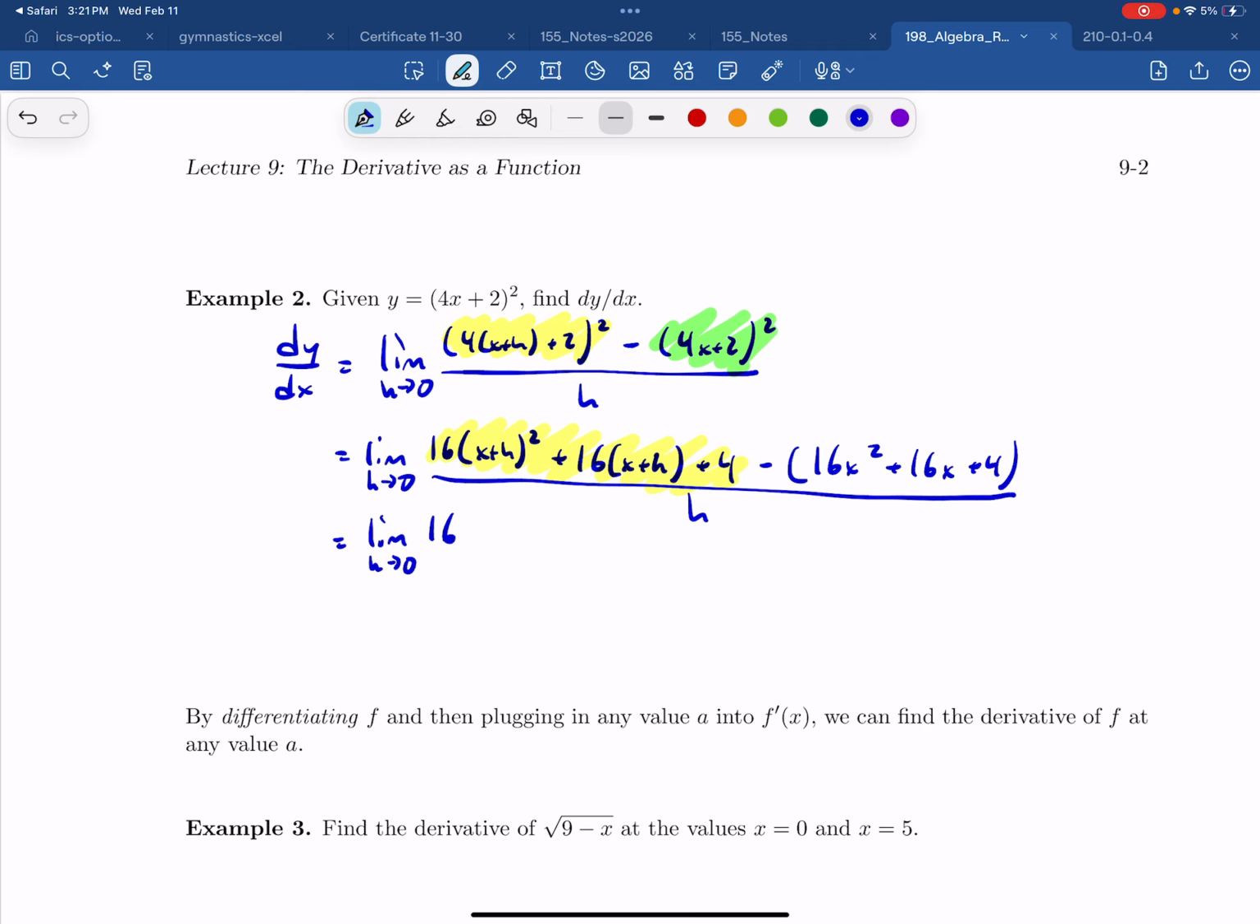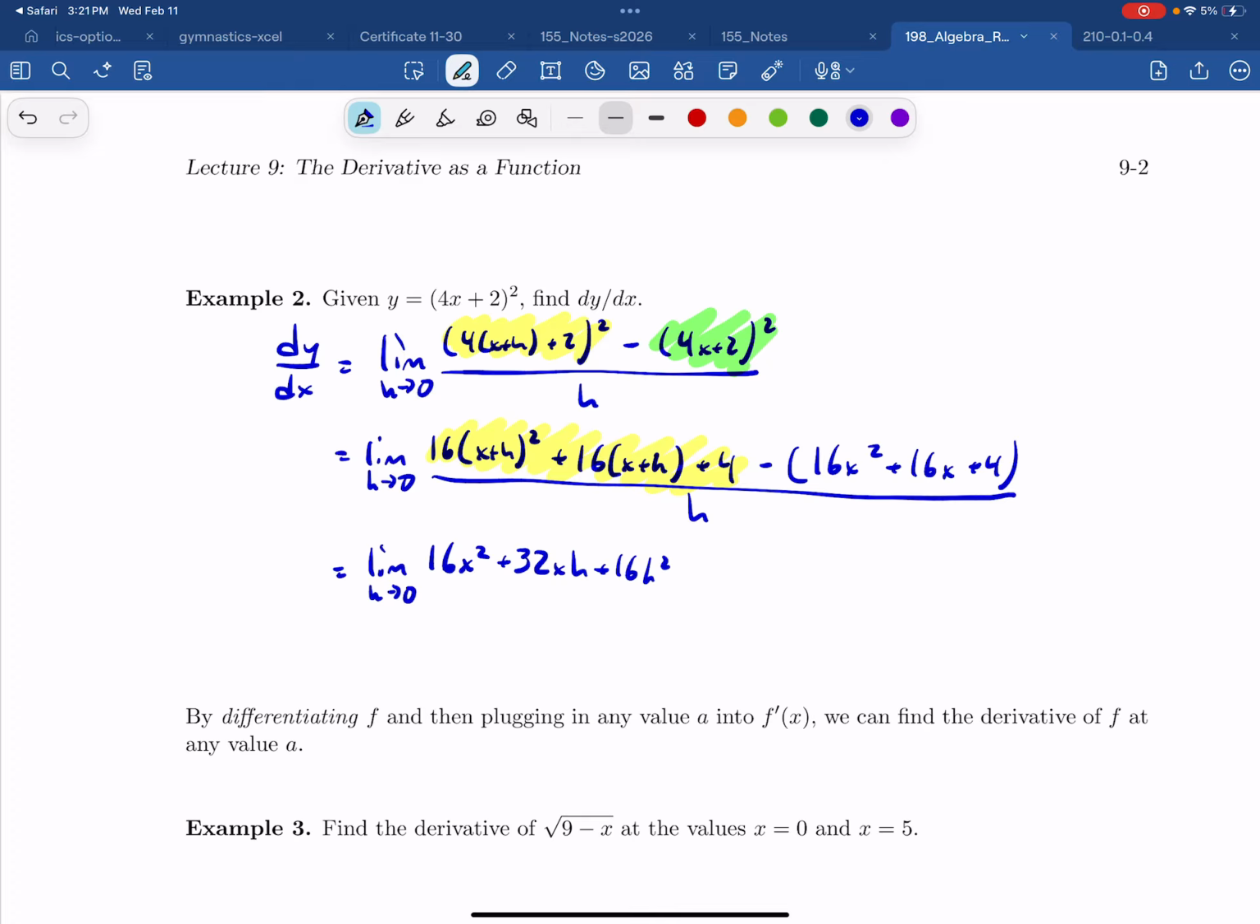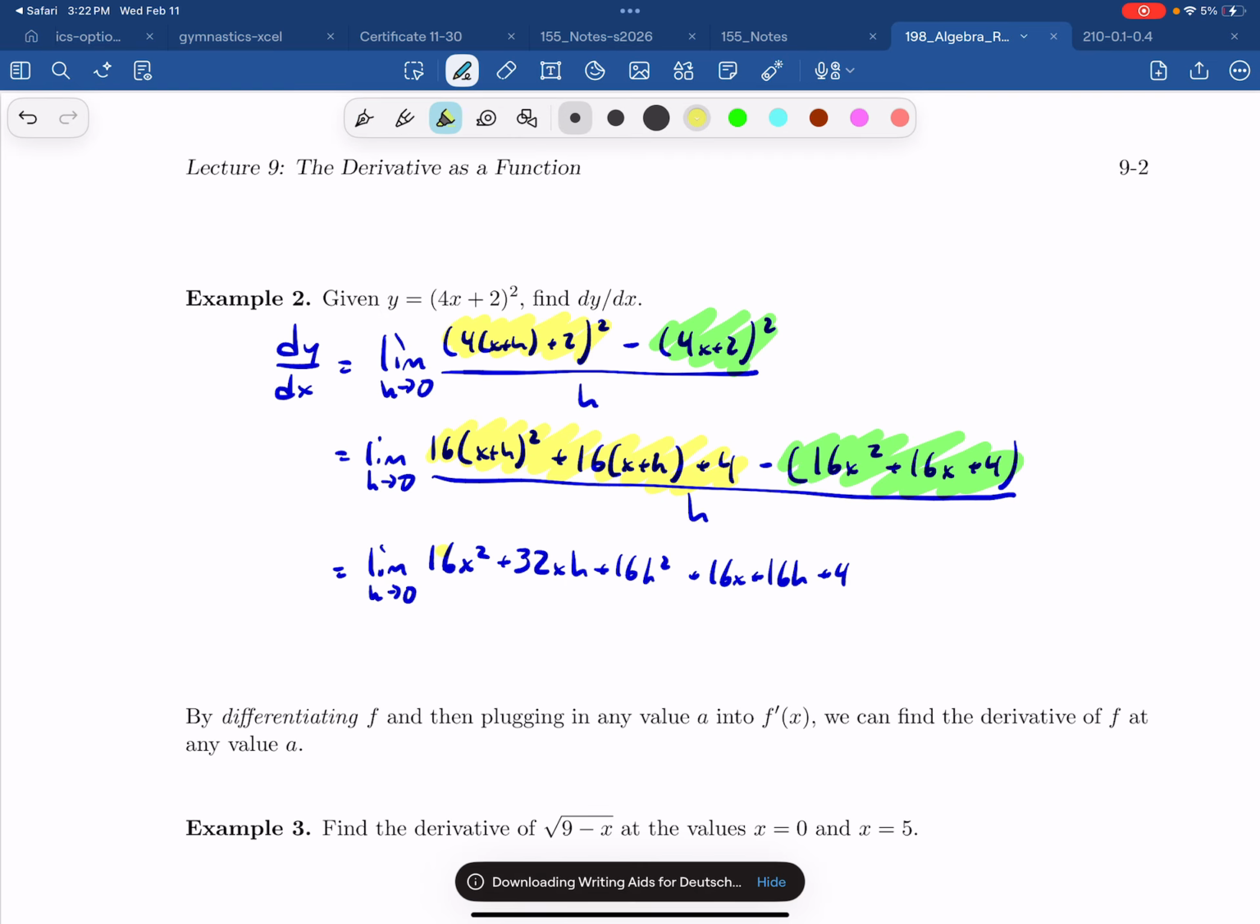I'm just going to FOIL the x plus h, which is going to be x squared plus 2xh plus h squared. So it's going to be 16x squared plus 32xh plus 16h squared. Let me move this down a little bit. There. Okay. By the way, this is all that, and that's the first part of the yellow stuff, plus 16x plus 16h plus 4. And that's all our yellow highlighted stuff.